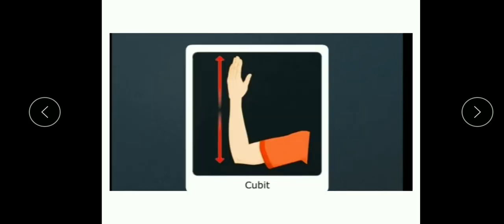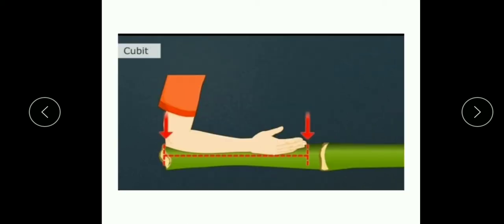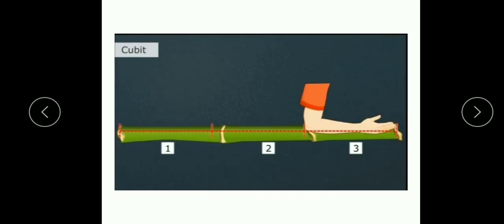Next example is cubit. Children, it is the distance from the tip of the fingers to the elbow. This is your cubit. See the example. The length of this bamboo stick is about how many cubits? This is your 1 cubit, and this is your full bamboo stick. So, the length of this bamboo stick is 1, 2 and 3 cubits. Right children? So, let's move on.